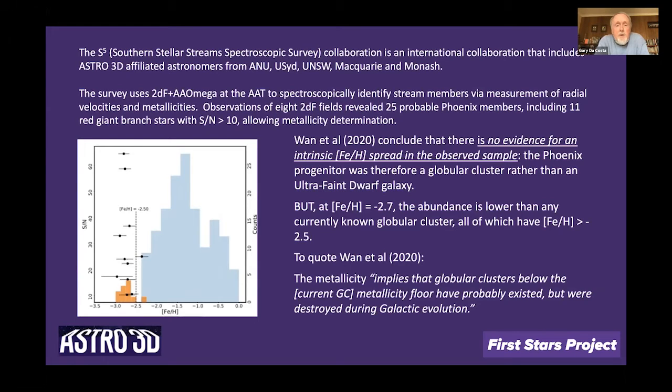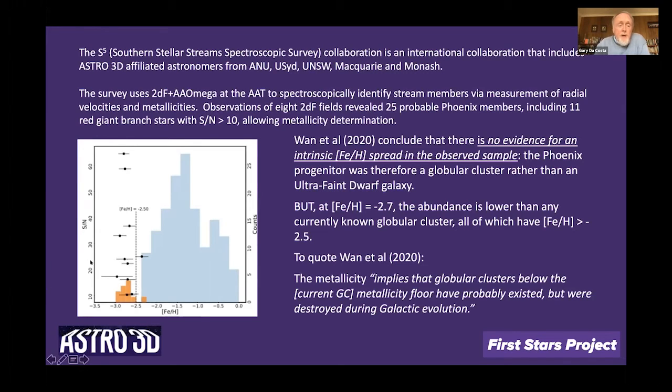And of those, enough of the red giants had good signal to noise so we could measure metallicities. The black dots here represent the metallicities determined for the stars in the Phoenix system. And the Wan et al. paper concluded that you can see here that there's no evidence for an intrinsic spread in iron abundance in the observed sample. And so that very strongly suggests that the progenitor was a globular cluster and not an ultra-faint dwarf galaxy. Globular clusters in general don't have iron abundance spreads, whereas ultra-faint dwarf galaxies generally do.